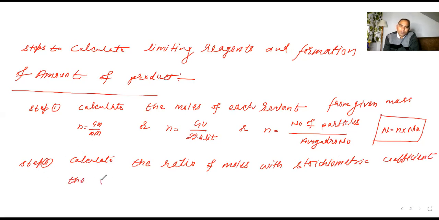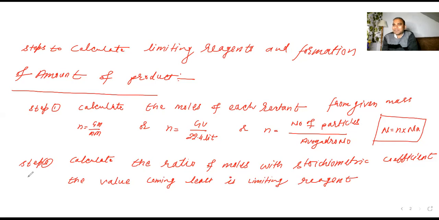The value coming lowest, which value? Ratio. Whatever the value coming lowest, that is known as the limiting reagent. Whichever ratio value is coming lowest, that is the limiting reagent. Can you be able to understand this? Okay, I'll give the example, then only it is possible.